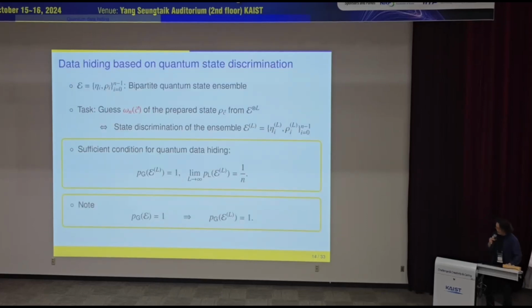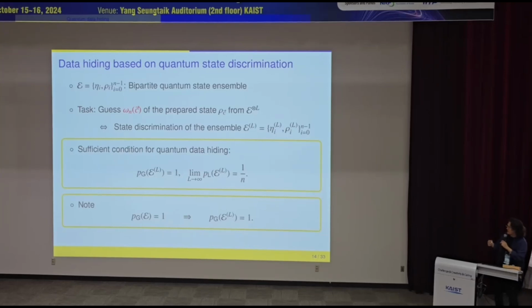Right, so the data hiding scheme based on quantum state discrimination is to use this task, guessing the weight of the index vector for a given prepared state. So the sufficient condition for the data hiding is that if they do not collaborate, they can do no better than just random guessing. That means the PL of this epsilon L must be random.